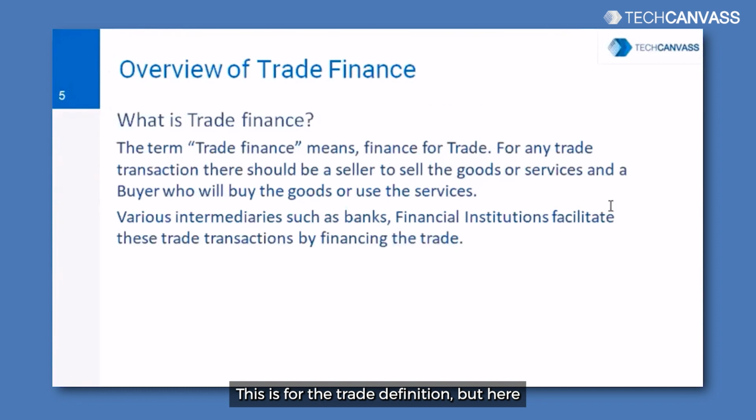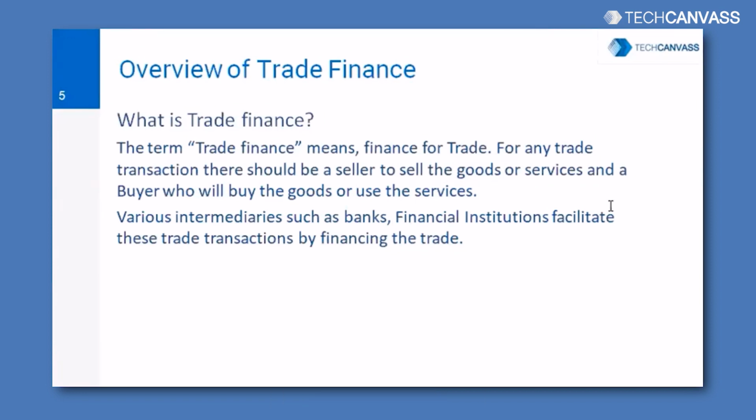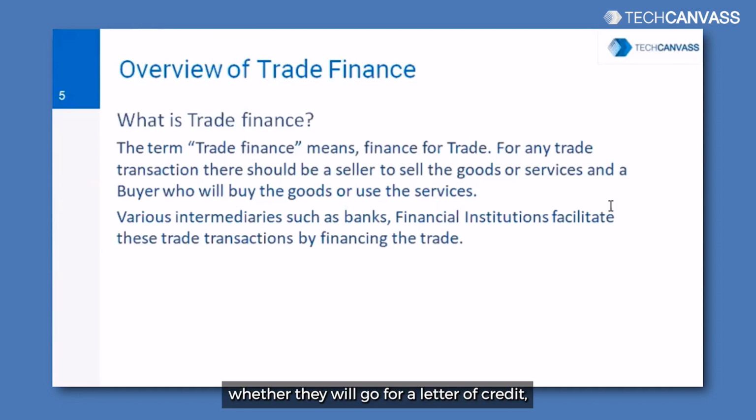But in trade finance, the main parties are the buyer and the seller. They first enter into the sales contract, and they will decide whether they will go for a letter of credit, documentary collections, advance payments or open accounts. Based on that, they will decide which instrument is suitable for the transaction. That's the way they will decide it.